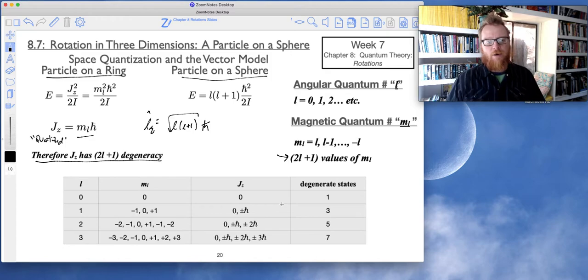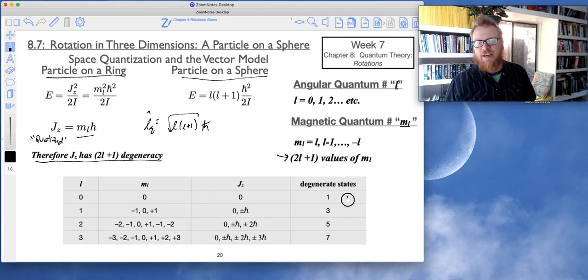What if L is equal to 1? Well, then we know ml is -1, 0, +1. And so that means Jz can take on values of 0 or plus or minus h bar. And so the number of degenerate Jz states is 3. And we get 3 because if L is 1, 2 times 1 plus 1 is 3. And then so on. If L is equal to 2, then ml can be -2, -1, 0, +1, +2. We can see the permitted values of Jz, and then of course the number of degenerate states.